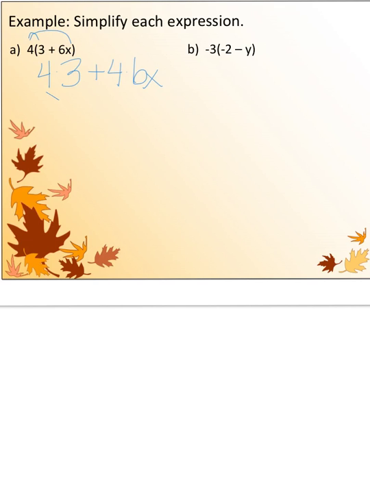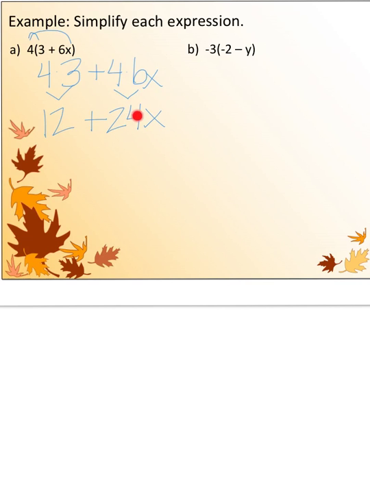Okay? So here, all we're doing is actually physically writing out the distributive property, but now what we're going to do is actually multiply. 4 times 3 is 12 plus 4 times 6x. Multiply the numbers. 24. There's only that x, so it stays as an x at the end.